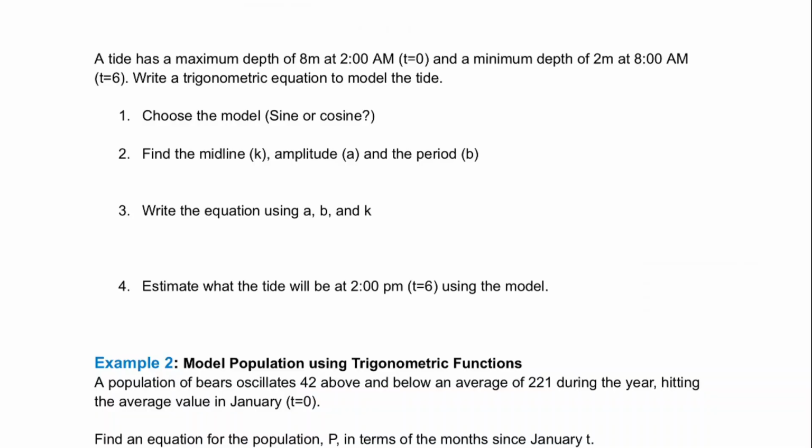So for this one, it says the tide has a maximum of 8 meters at 2 a.m. when time is equal to 0. So again, this is when I'm starting. And then a minimum depth, so my minimum is going to be 2 meters at 8 o'clock. So my maximum goes up to 8. My minimum goes down to 2.